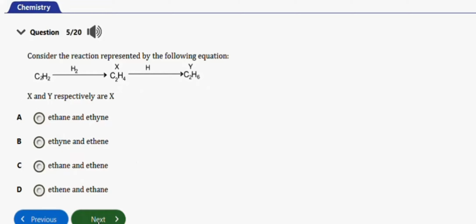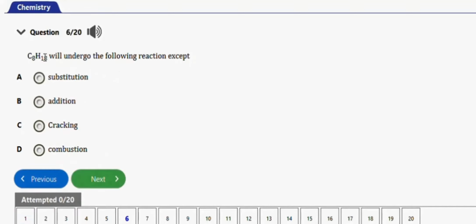The next question will be this one. It says this hydrocarbon will undergo the following reaction except. Looking at this, it is octane. Octane is an alkane, so it will undergo the following reactions except addition. Alkanes don't undergo addition reactions because they are already saturated hydrocarbons.